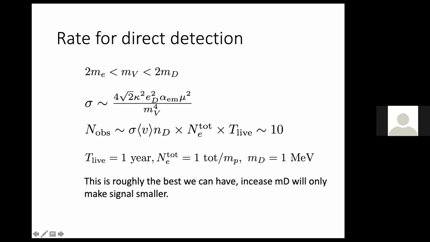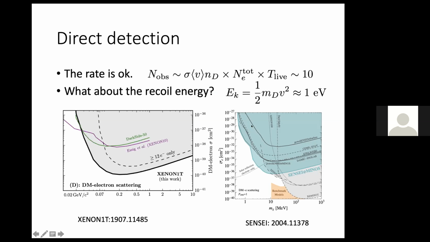So here we claim we can have a signal for ton scale detectors operating for about 1 year. For such a small detector, maybe in the final form of the SENSEI experiment, they may have sensitivity to the freeze-in model. So basically, for the current experiments, if we assume the interaction is elastic, if there's no additional boost to the signal, right?